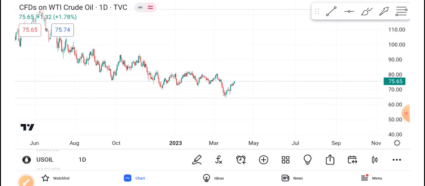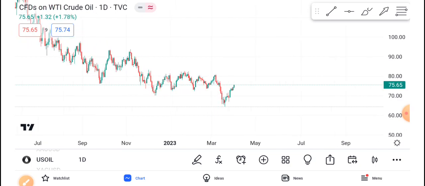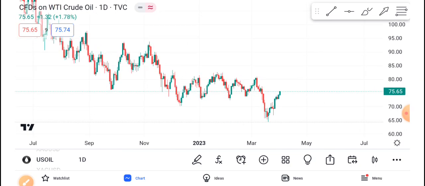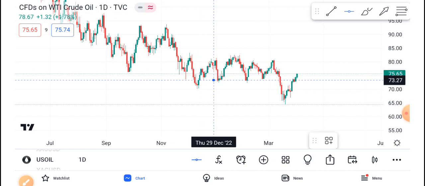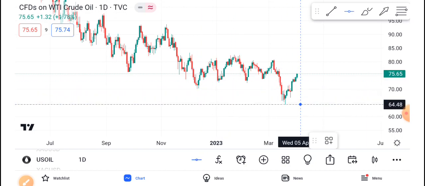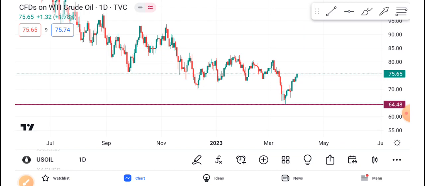So now what to do? Let me show you which is the high here. Let me put a level here, and also at the support level, let me put a horizontal line. Okay, so this is our support level, this is the low.